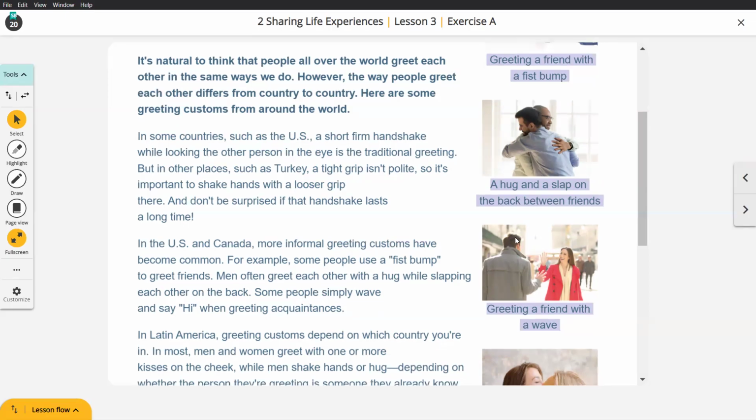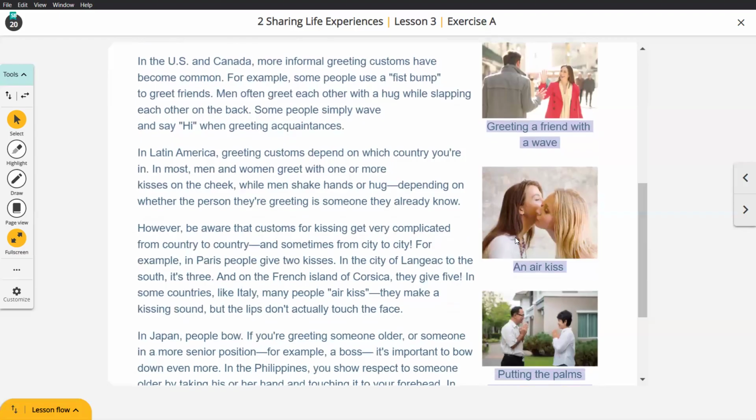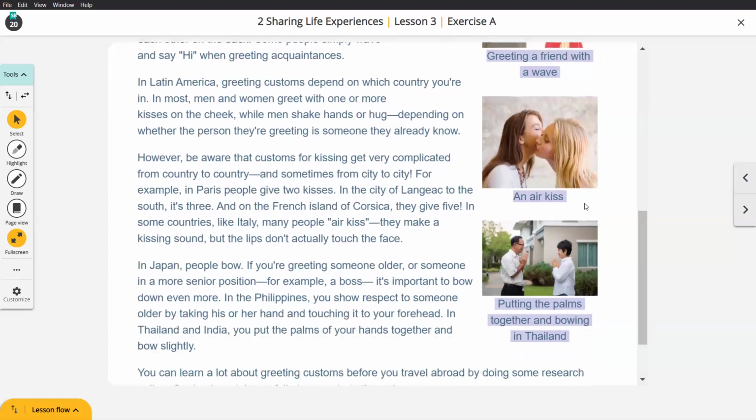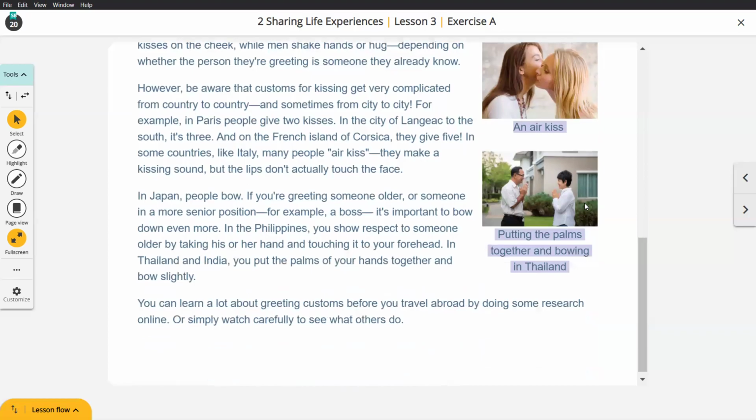In the US and Canada, more informal greeting customs have become common. For example, some people use a fist bump to greet friends. Men often greet each other with a hug while slapping each other on the back. Some people simply wave and say hi when greeting acquaintances. In Latin America, greeting customs depend on which country you're in. In most, men and women greet with one or more kisses on the cheek, while men shake hands or hug, depending on whether the person they're greeting is someone they already know. However, be aware that customs for kissing get very complicated from country to country, and sometimes from city to city.